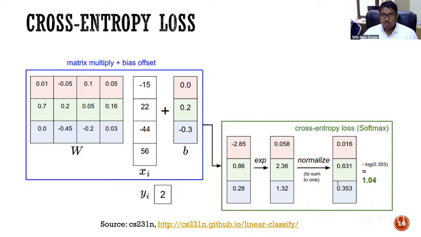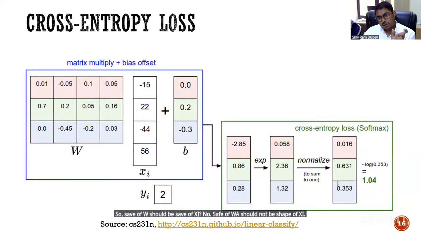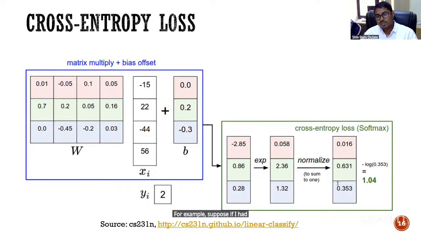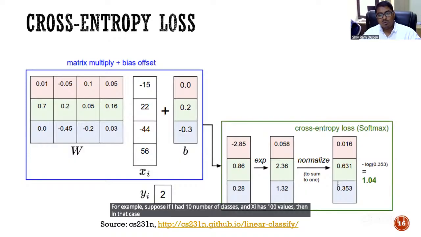Should the shape of W be the shape of Xi? No, the shape of W should not be the shape of Xi. The number of columns in W should be the same as the shape of Xi. But the number of rows in W depends upon how many classes we have in the data set. For example, if I had 10 classes and Xi has 100 values, then W will have 10 rows and 100 columns.